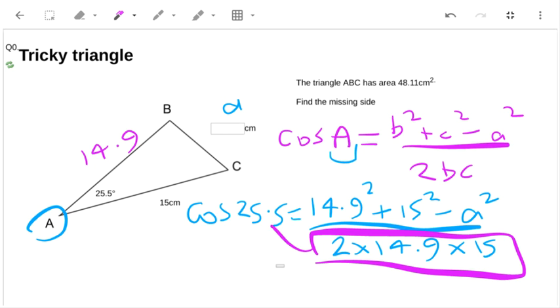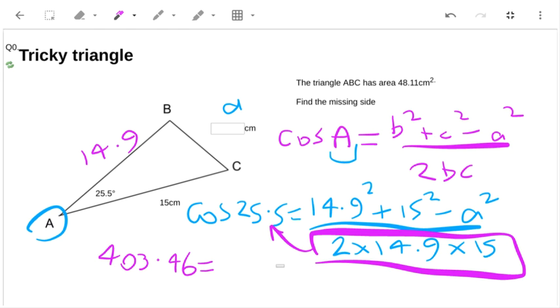So I've got one unknown, and I just need to solve this basically. I need to move this stuff over here. So I'm going to do that now. I'm going to calculate cos of 25.5, and I'm going to times it by 2, times it by 14.9, and times it by 15. That gives me 403.46. So 403.46.